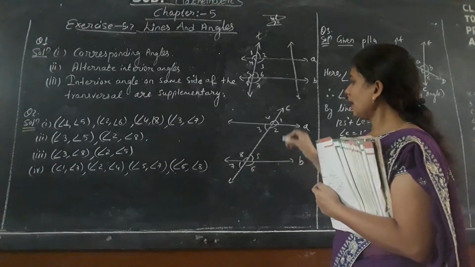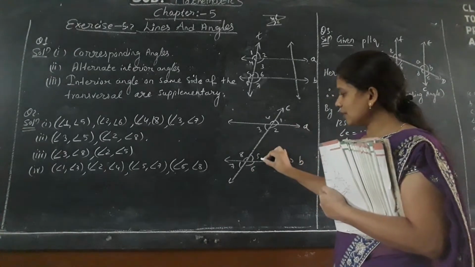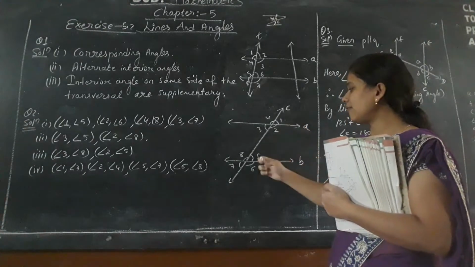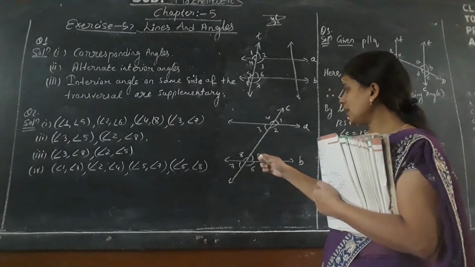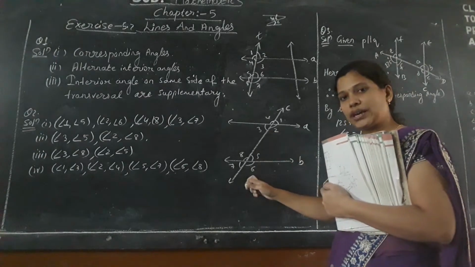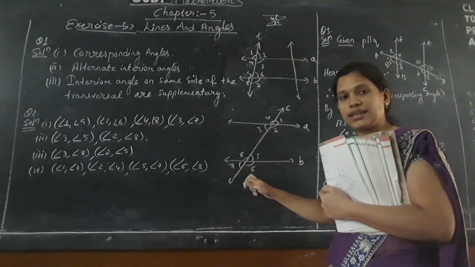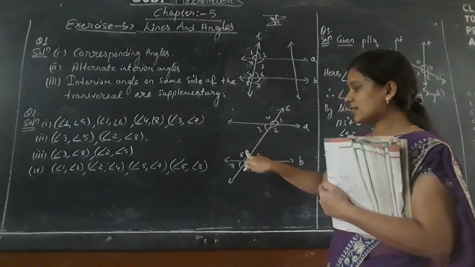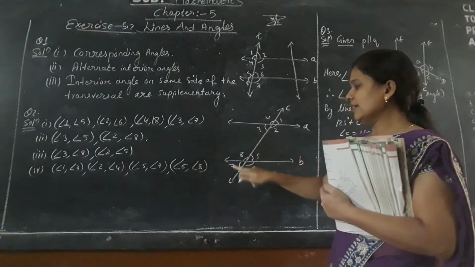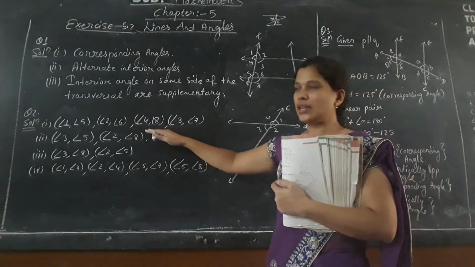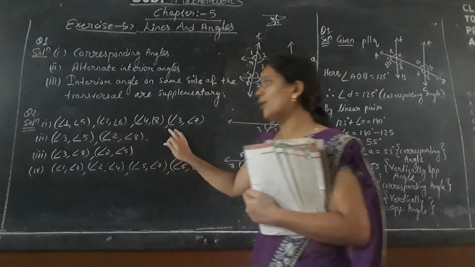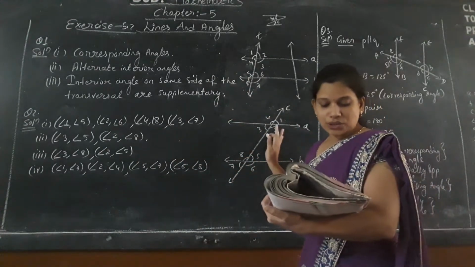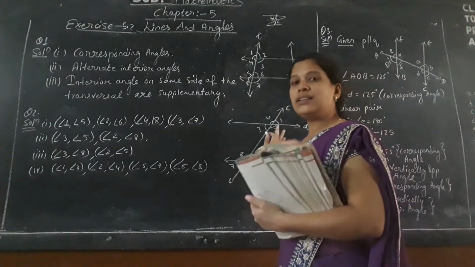Here angle 1 is an exterior angle, angle 5 is an interior angle, and both are present on the right side of the transversal. So angle 1 and angle 5 are corresponding angles. Similarly, angle 2 and angle 6 are corresponding angles because one is interior and another is exterior, and both are on the same side of the transversal. In the same way, 4 and 8 are a pair of corresponding angles, and 6 and 7 are also a pair. So altogether we get 4 pairs of corresponding angles from this figure. Clear?